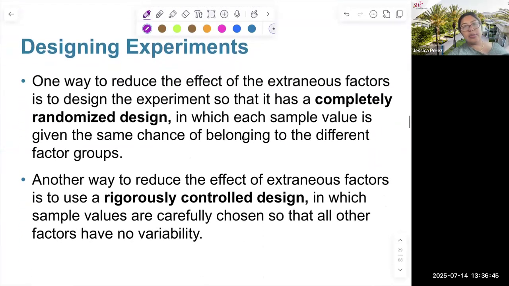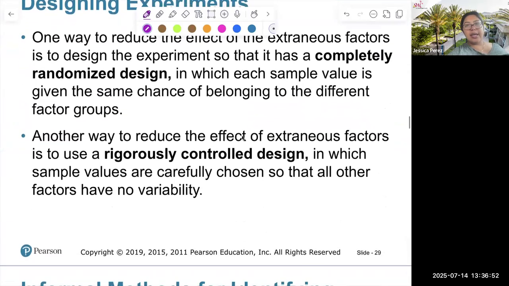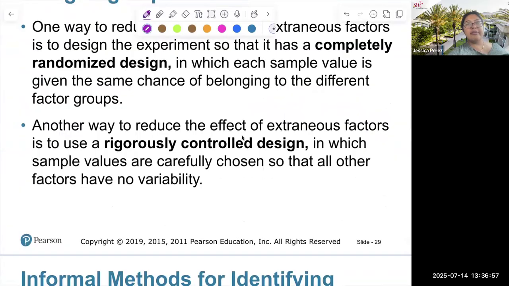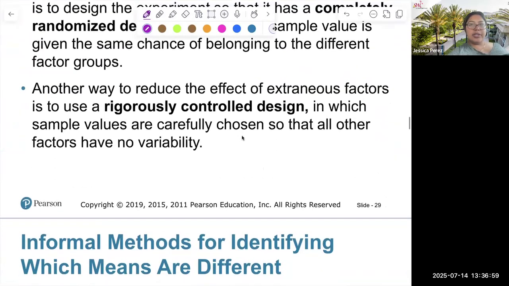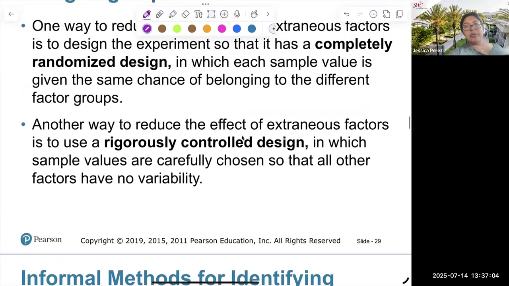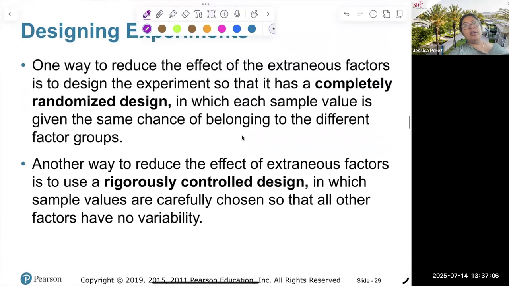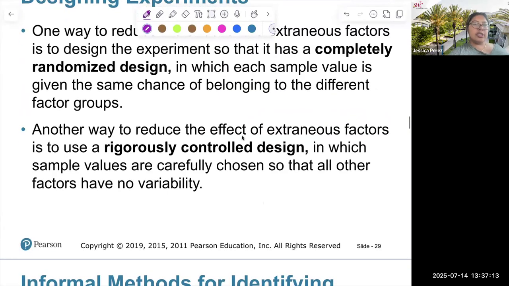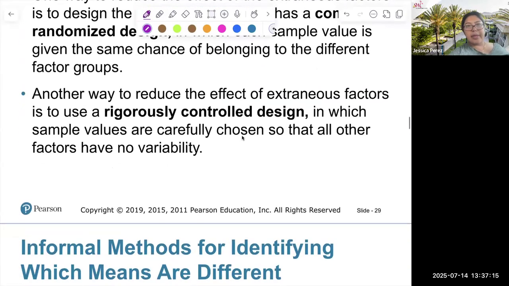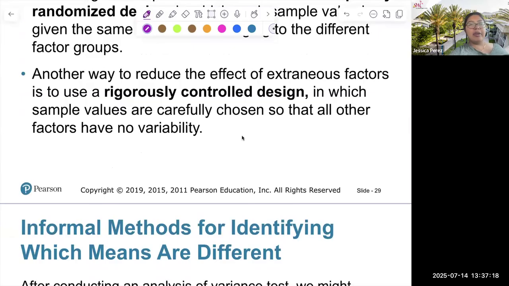So one way to reduce the effect of extraneous factors is to design the experiment so it has a completely randomized design, in which each value is given the same chance of belonging to different factor groups. Another way is to use a rigorously controlled design. So there are two ways to reduce the effect of extraneous factors: a randomized design and a controlled design, in which sample values are carefully chosen so that other factors do not have any variability.